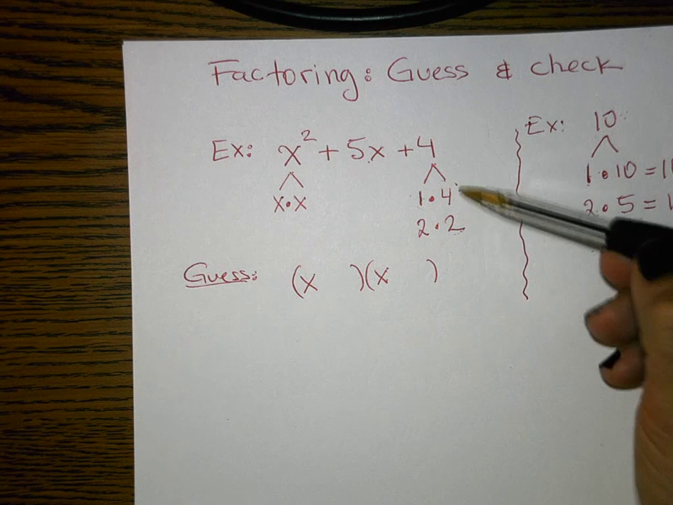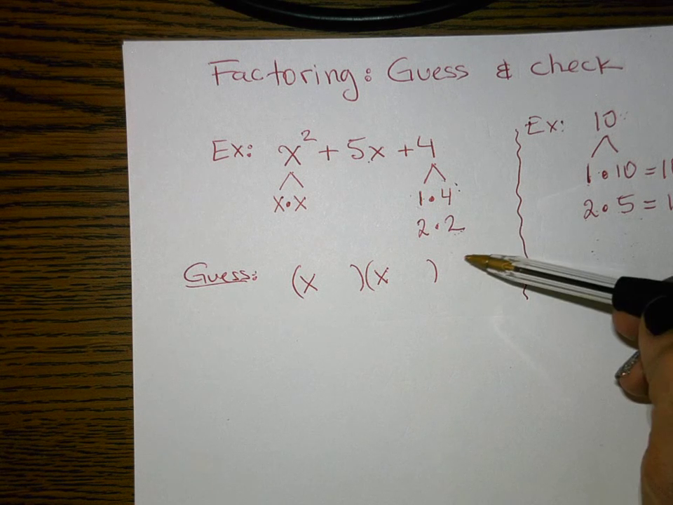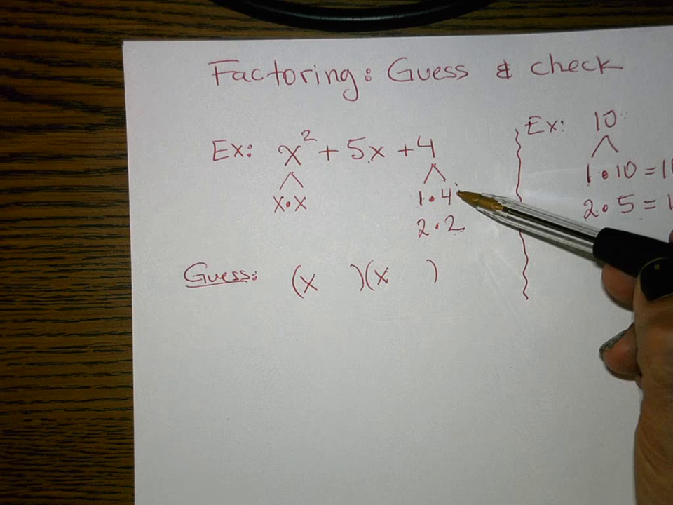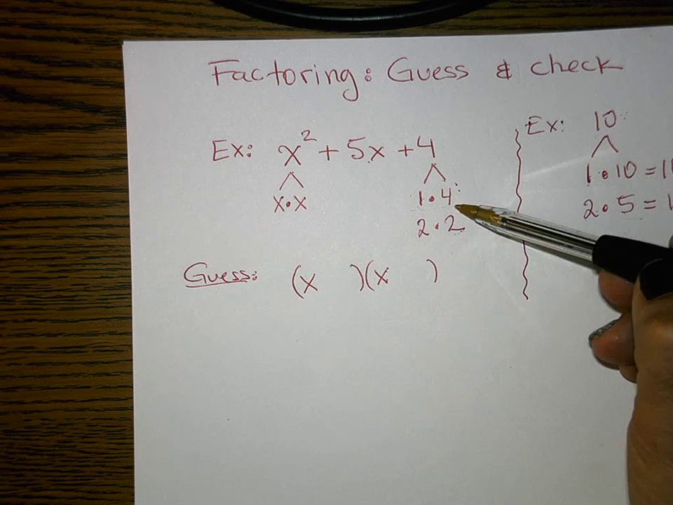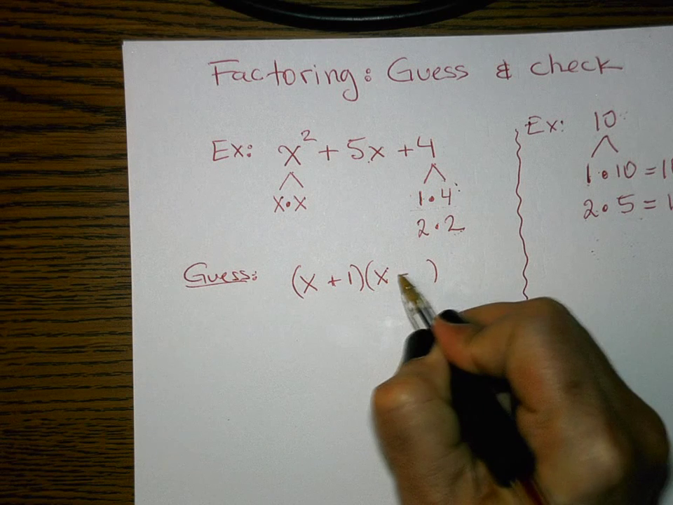Well, why don't we just go in order? Because if it fails, we move on to the next one, and if it fails, we move on to the next one. So here I only have two options, 1 times 4 or 2 times 2. Why don't we try 1 times 4 first? A positive 1 times a positive 4.